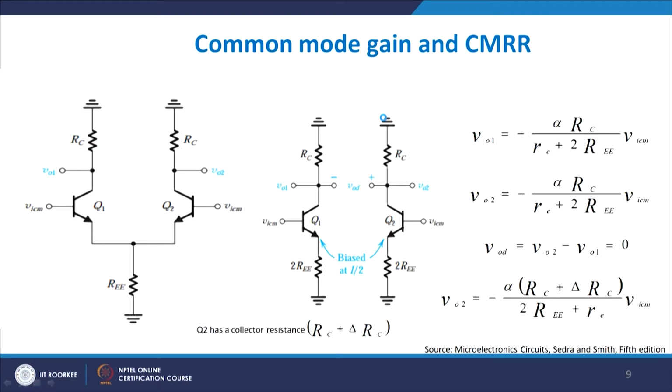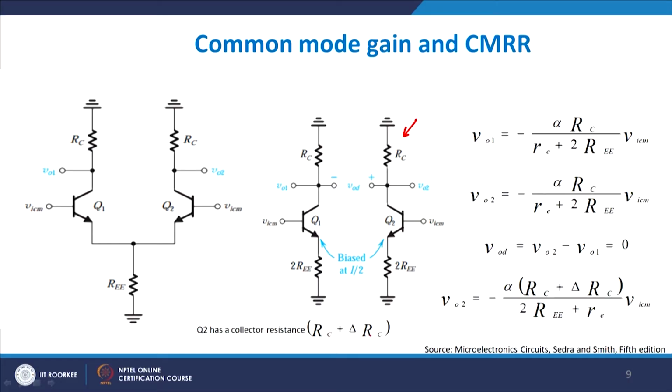Let us look at the common mode gain and CMRR. What we will be understanding is that in reality, of course, your left and right hand side will never be symmetrical with respect to each other, that we already know. Because there will be some mismatch in the resistances, some mismatch in the emitter resistances, some mismatch in the collector resistances, and the transistors themselves will be mismatched in terms of thermal equivalent voltages and so on and so forth.